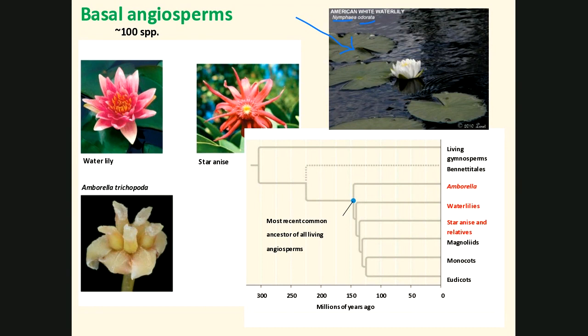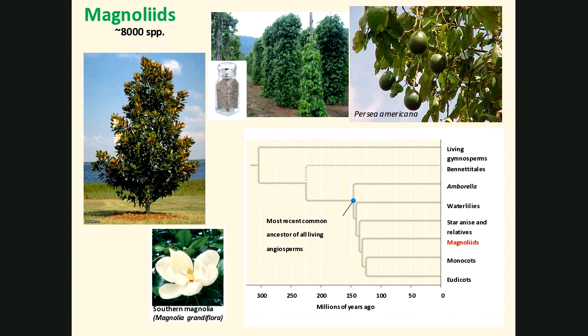The magnoliids, about 8,000 species, of course, includes the magnolia, beautiful, the quintessential southern tree with the huge flowers. Look at the name of the southern magnolia, Magnolia grandiflora, big flower. Pepper is a magnoliid. Now, avocados are magnoliids. Persea americana.